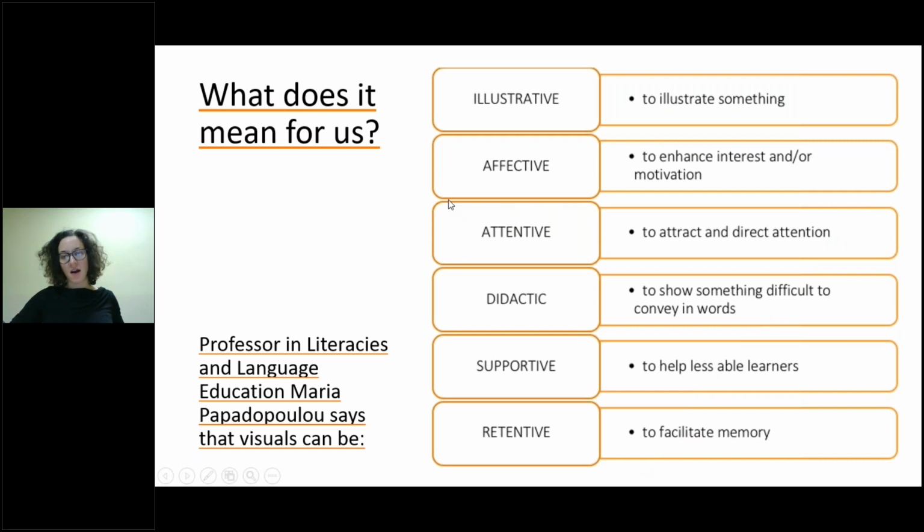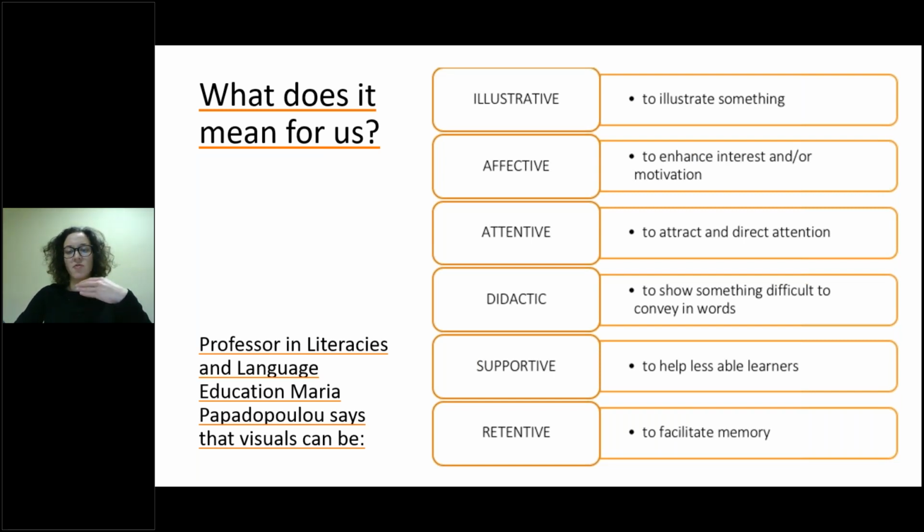What does it mean for us as language teachers? It means, well, I told you a few words about how to use visuals. They should be harmonious, they should be in the correct sequence, or they should be from one topic. If these are flashcards, they should be one by one when presenting. And actually there is another researcher of Cambridge University Press, Maria Papadopoulou, and she categorized the use of visuals. She said that visuals can be illustrative, effective, attentive, didactic, supportive, and retentive.